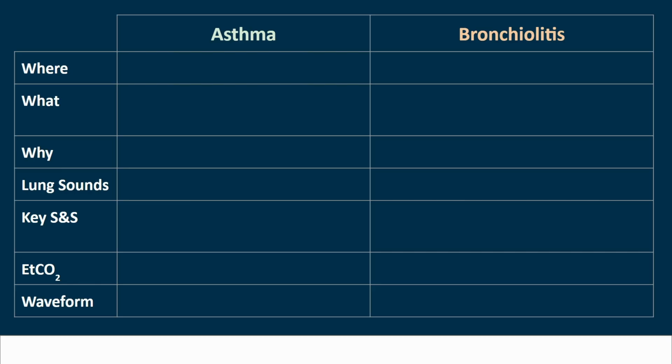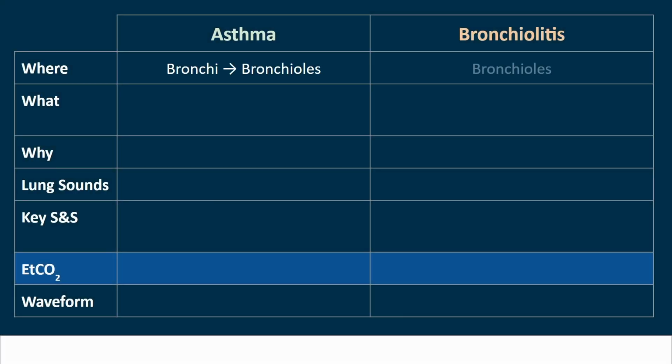Alex, what do you think about asthma? Where's it at? Bronchioles, more to the point, but bronchi as well, it can be, for sure. What about Sabina, bronchiolitis? I put the bronchioles. I put that too. Sam, what is asthma? Bronchospasm. I like it. Anything else?